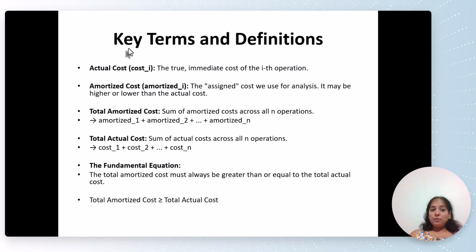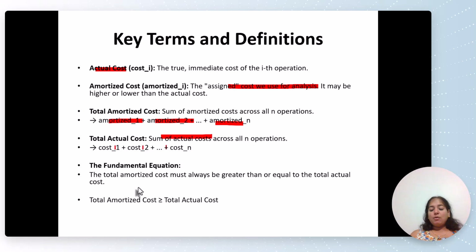The definitions we use in amortized analysis: first, we calculate the actual cost. Actual cost is the true, immediate cost of the ith operation. Amortized cost is the assigned cost we use for the analysis. It may be higher or lower than the actual cost. So the total amortized cost is the sum of the amortized costs across all n operations, amortized cost 1 plus amortized cost 2 up to n. The total actual cost is the sum of the actual costs across all operations: cost 1, cost 2, up to cost n.